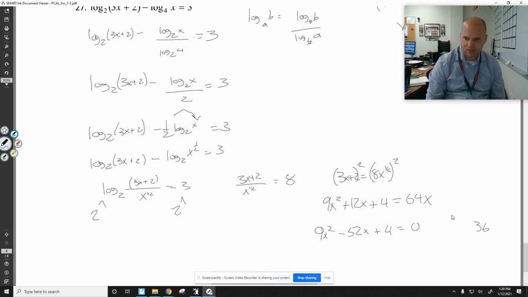9 times 4 is 36. So there are two numbers that multiply to get 36 and add to get negative 52. Whew.